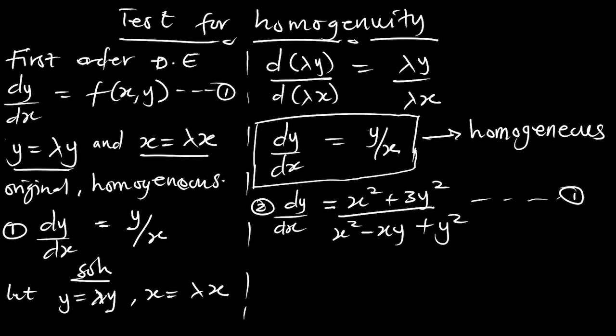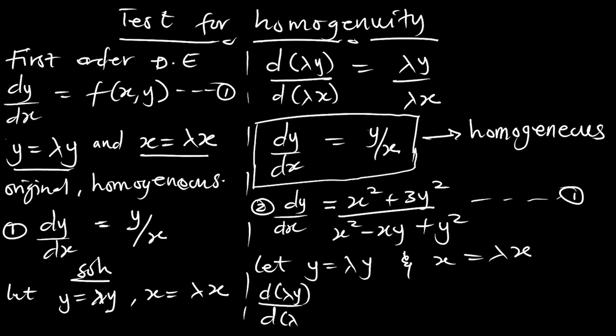So first, I'll just let my y to be lambda y and my x to be lambda x. So doing the substitution, I'm going to get lambda y on lambda x equal to lambda x all squared plus 3 lambda y all squared.